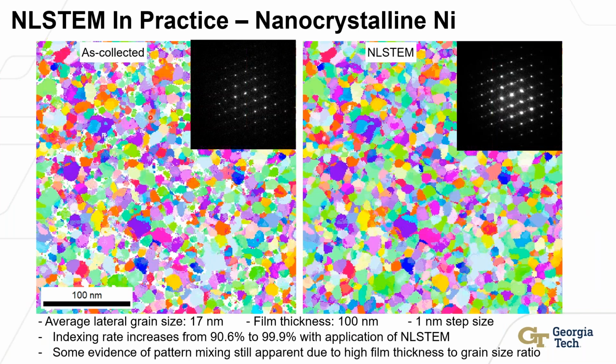So if we look at the as-collected data set, you see we get actually pretty good indexing rates. We're indexing about 90% of the grains just with the as-collected patterns. But you do see these white points. So these white points are the unindexed points. There are quite a few of them, especially at the smallest grain sizes and around grain boundaries. On the right here, we see after NL-STEM processing, we actually get to 99.9%. We're almost getting 100% indexing rate just through this post-processing of the diffraction patterns.